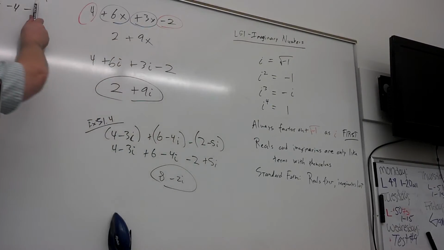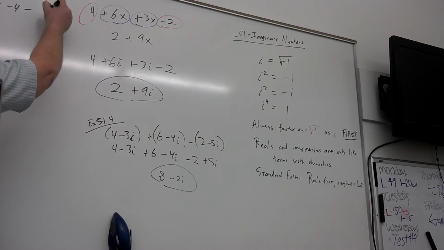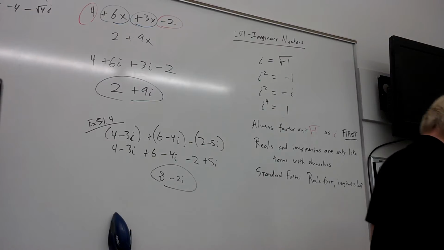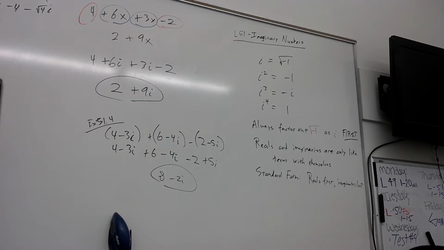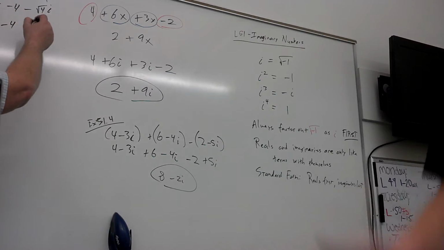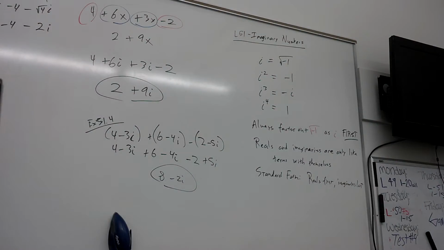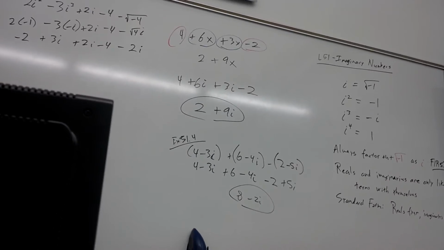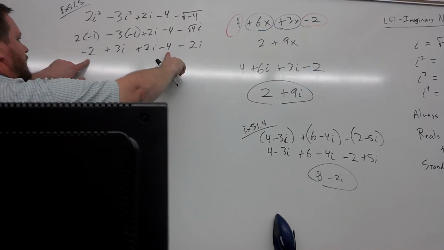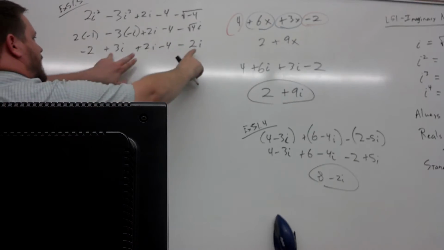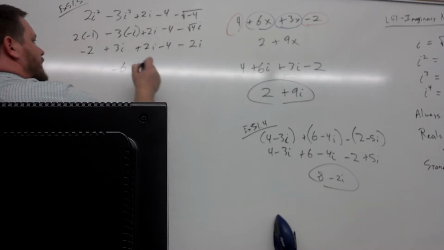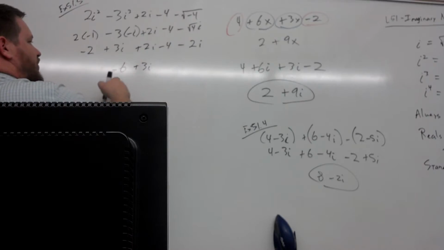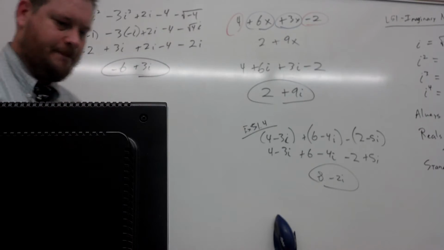Always check out the i. So this negative in the radical is going to be a 4, or an i here, square root of 4. Alright, 2 times negative 1, negative 2, minus 3 times negative i, plus 3i, plus 2i, minus 4, minus 2i. And now we're back to here. Here's the reals: minus 6. And the imaginaries: plus 6. Notice I put the reals first and the imaginaries last. And there we go.